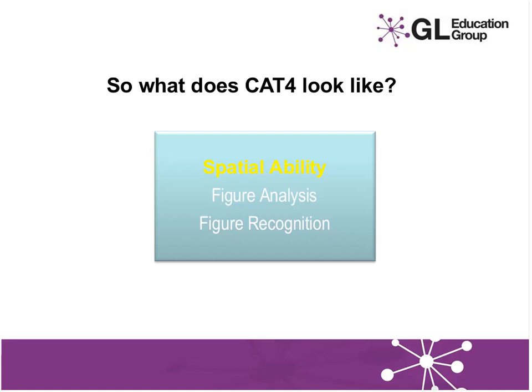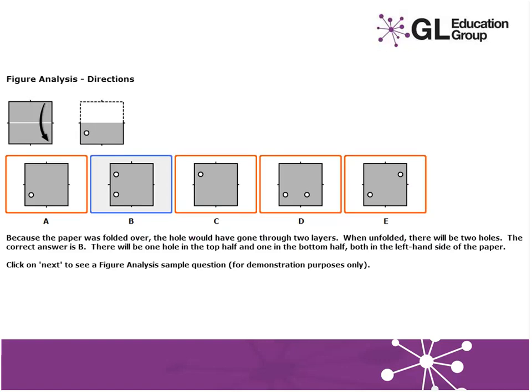So that's one of the reasons why spatial ability is now in there as a separate battery. An example of the sort of question which you would see, which is assessing spatial ability, is a paper folding question. So in this instance, if this piece of paper was folded in half and hole punched in the place indicated in the second box, then when you opened up the piece of paper, what would it look like? Because the paper was folded over, the hole would have, of course, gone through 2 layers, and when unfolded, there will be 2 holes. So the correct answer is B.